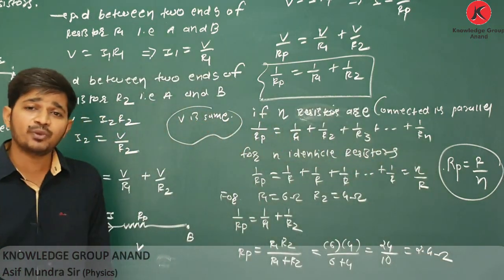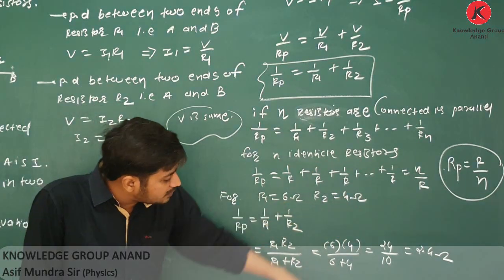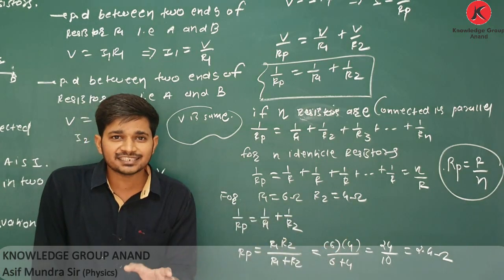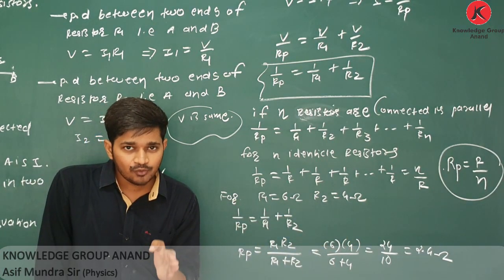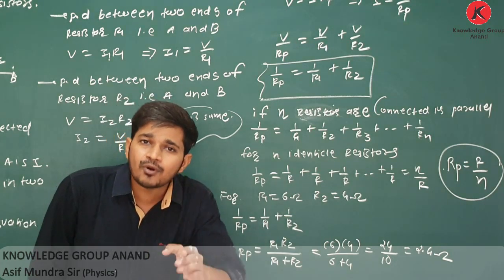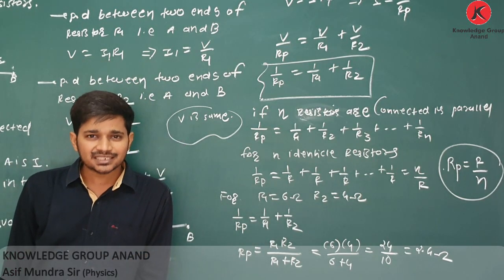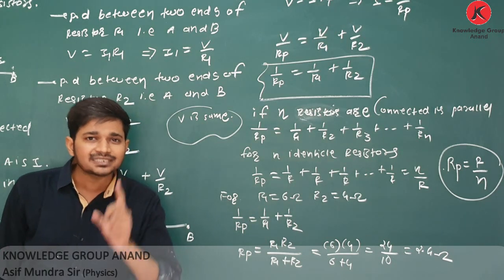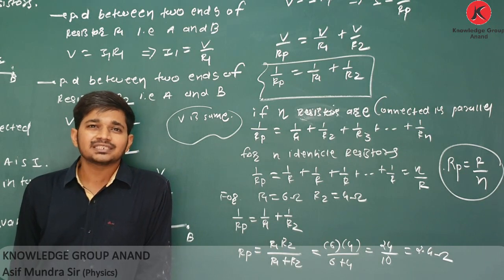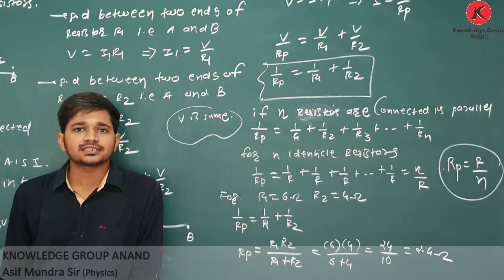Then again, we have to make one statement. R1 is 6, R2 is 4, but what is the equivalent resistance? 2.4, which is less than 4 ohm. So in parallel connection, the equivalent resistance is smaller than the smallest among the combination. Clear about this? We have discussed the same type of statement for capacitors. Yes or no? Yes. So this is parallel connection of resistors. Clear about this? Series and parallel connections of resistors.